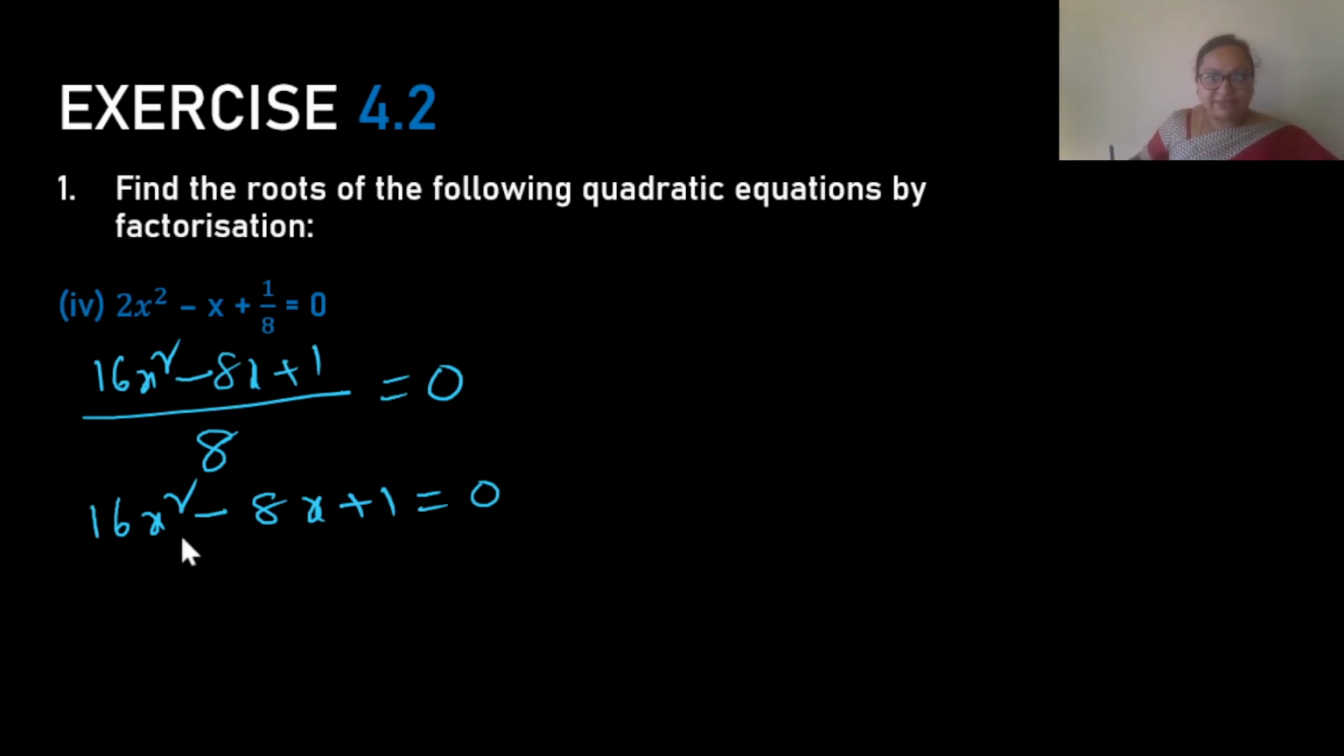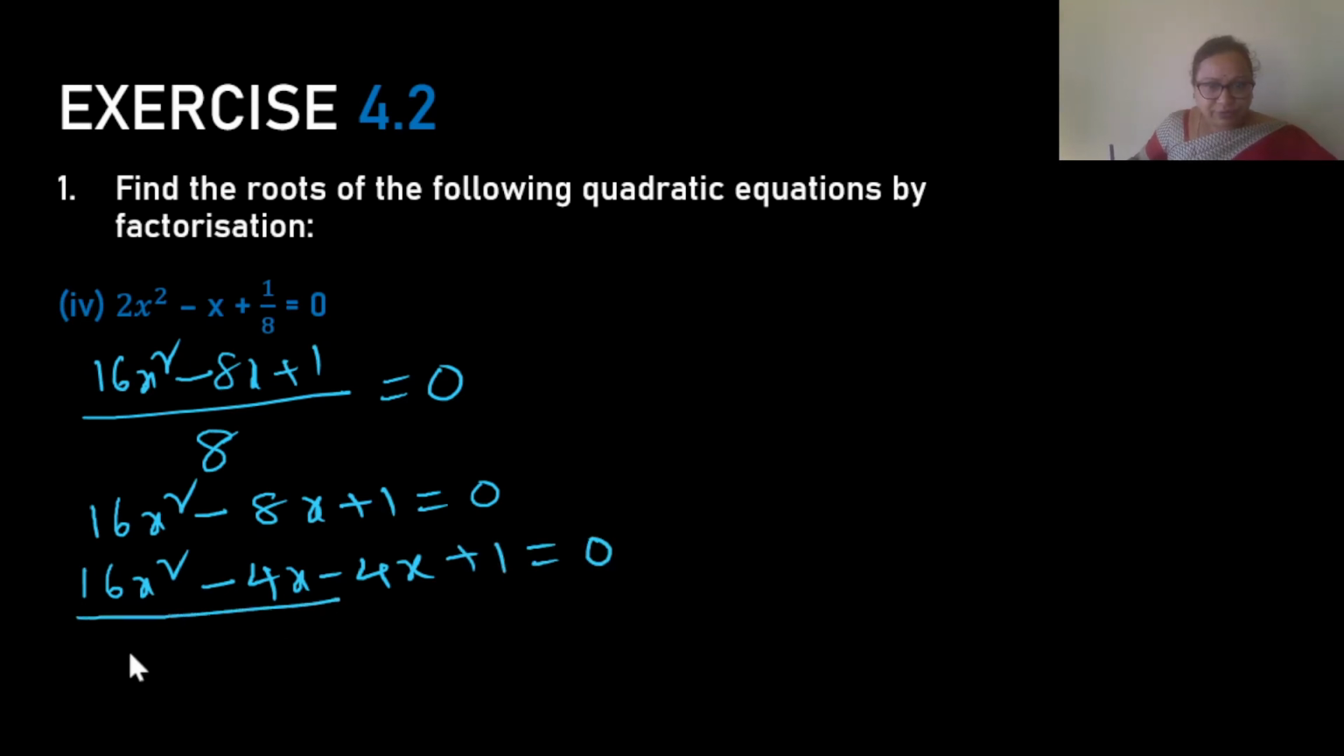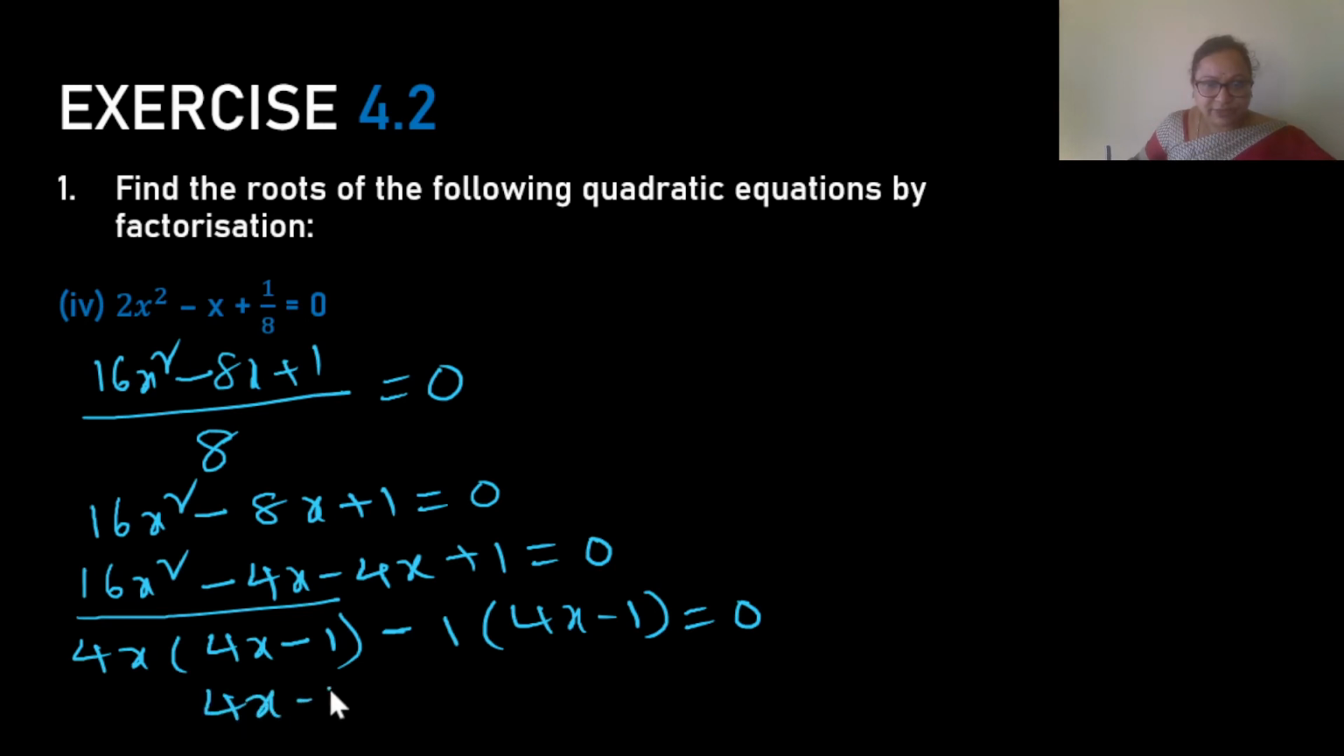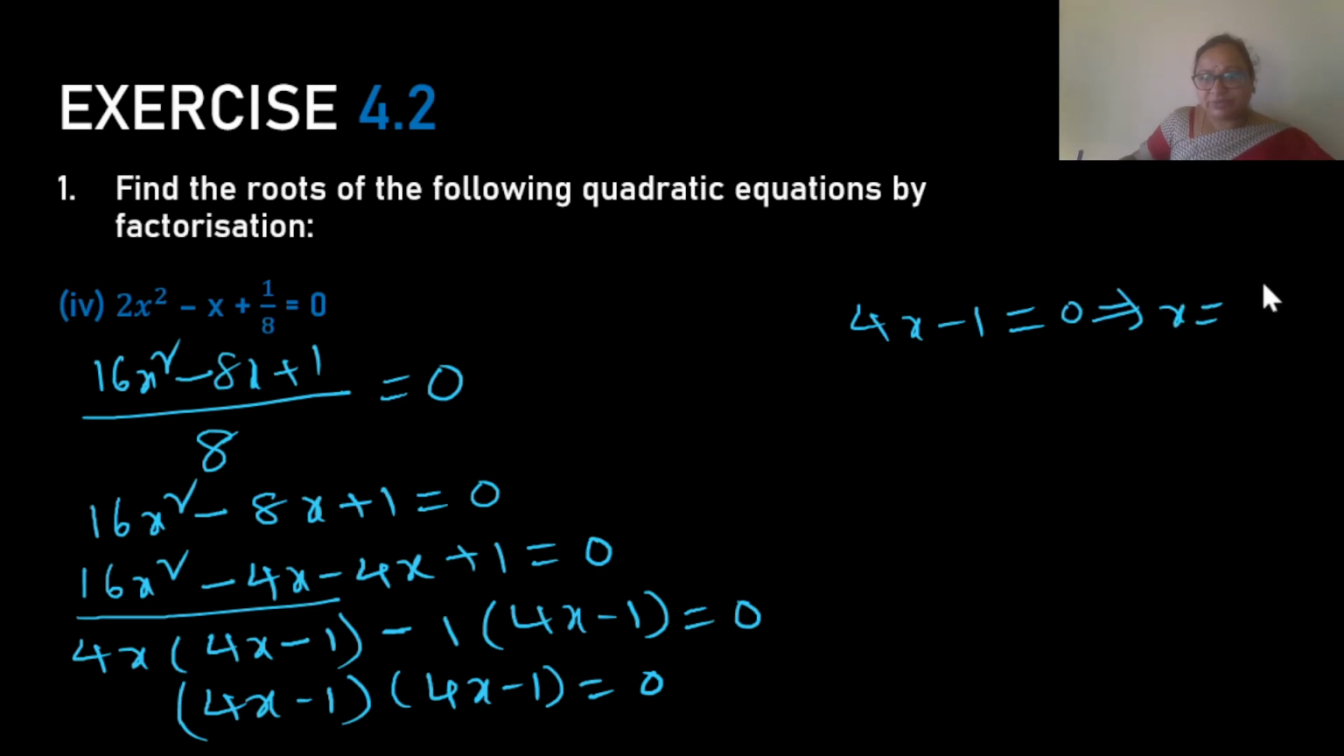Now product of first term and last term is 16x square. So factors of 16, 4 into 4, 16. So 16x square minus 4x minus 4x. If you add, you are getting middle term minus 8x plus 1 is equal to 0. Here 4x is common, 4x minus 1. If you take minus 1 as common factor, 4x minus 1 is equal to 0. So 4x minus 1 into 4x minus 1 is equal to 0. So 4x minus 1 is equal to 0 means x is equal to 1 by 4.